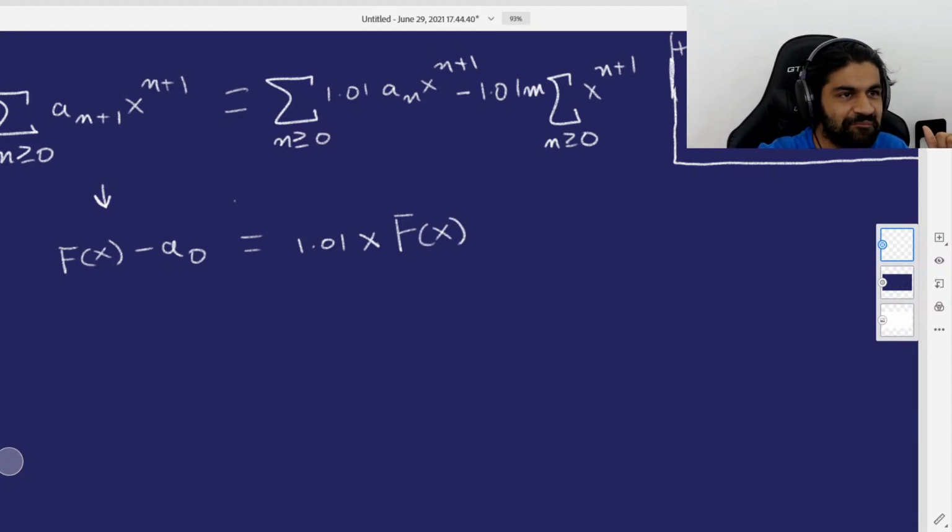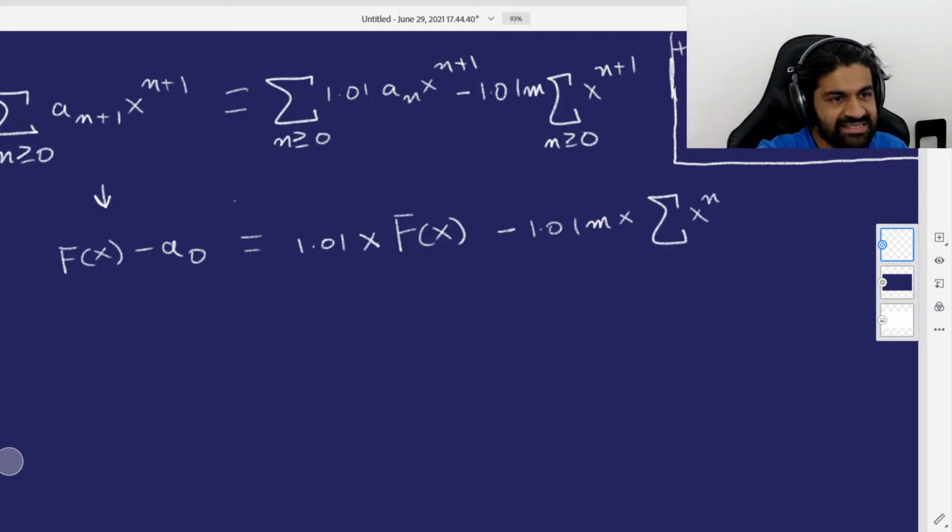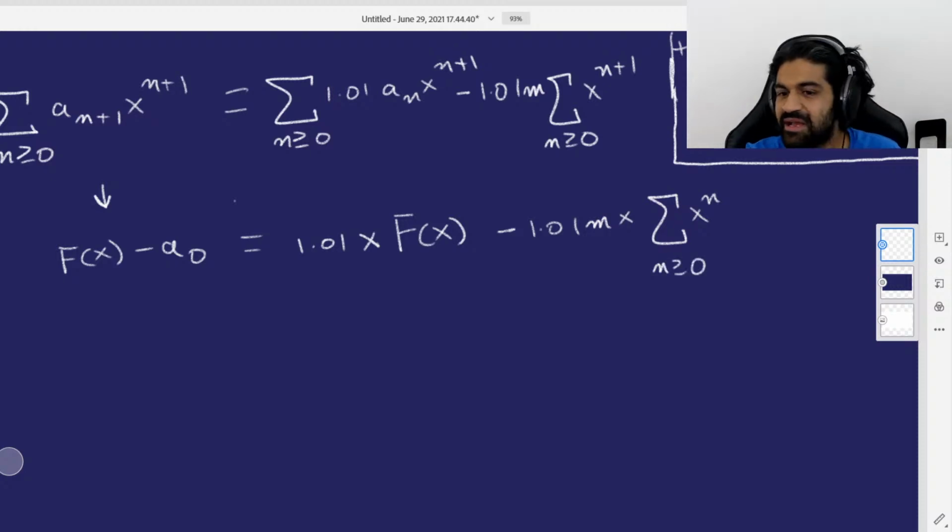But that seems reasonable. And then I can also take an x out of this one. I get negative 1.01 mx, and the sum of x to the n, as n is greater than or equal to 0. Let me know if there are any questions about what I've done so far.